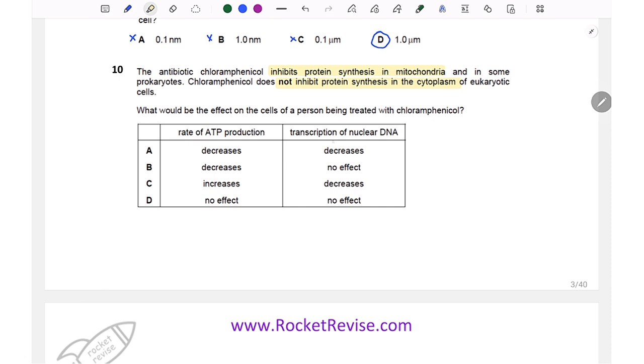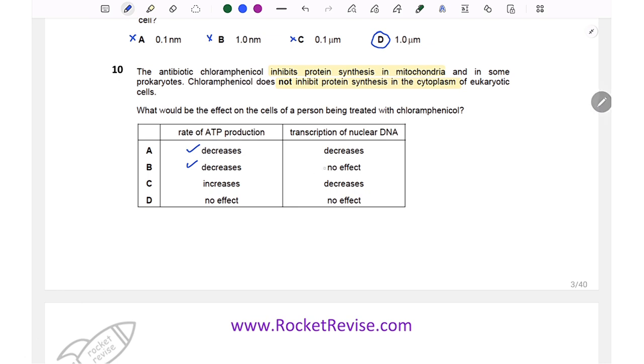So that's going to be nuclear DNA related. Let's look at it. What would be the effects on the cells of a person being treated with this? The rate of ATP production is going to decrease. Why? Because the protein synthesis is inhibited, so the translation stops in the mitochondria. As a result, the ATP production is also decreasing.